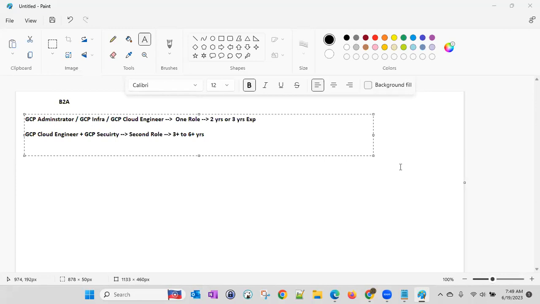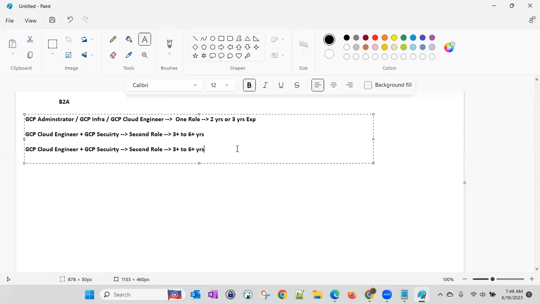I am not sure about the coming days. Okay, one more role I have, because in this course I am saying GCP cloud engineer with security, third role.